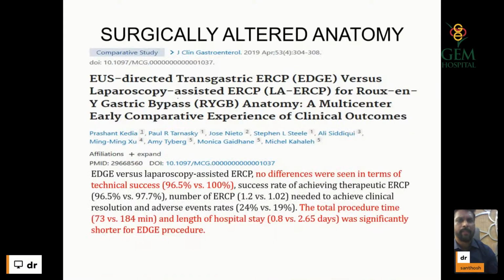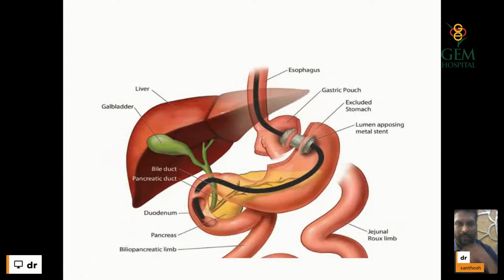In a patient with surgically altered anatomy, such as post Roux-en-Y gastric bypass or any post GJ, what we can do is EUS-guided transgastric ERCP. There was a study which compared this EUS-guided transgastric ERCP, that is EDGE, versus laparoscopic-assisted ERCP. They found no significant difference in technical success, but the hospital stay and the procedure time were much shorter in the EDGE procedure.